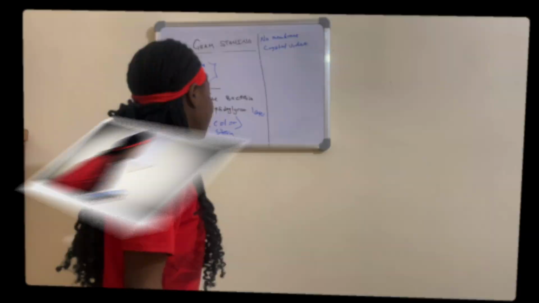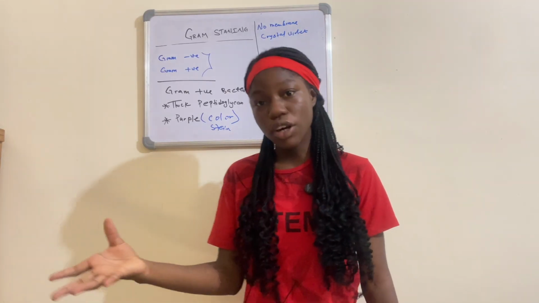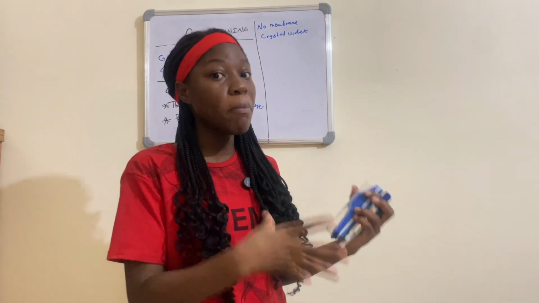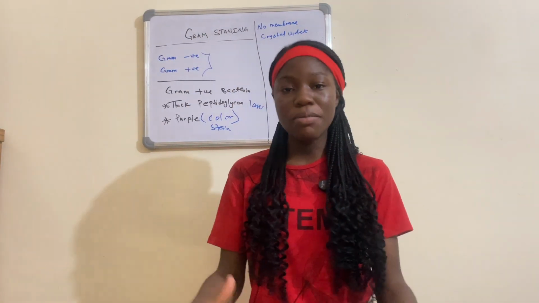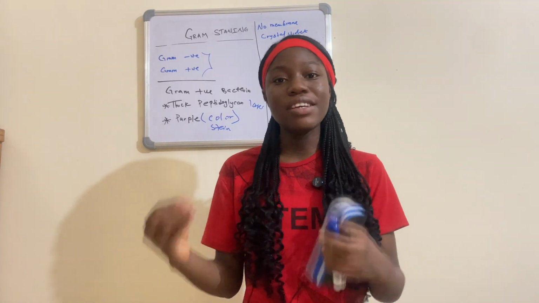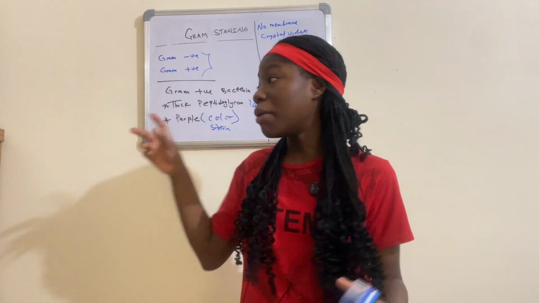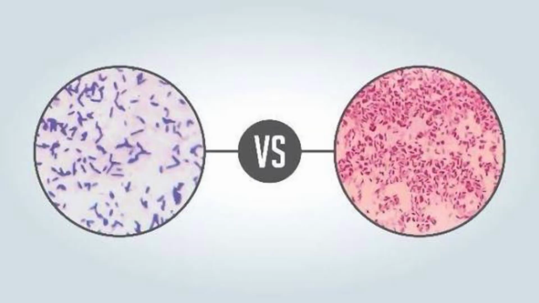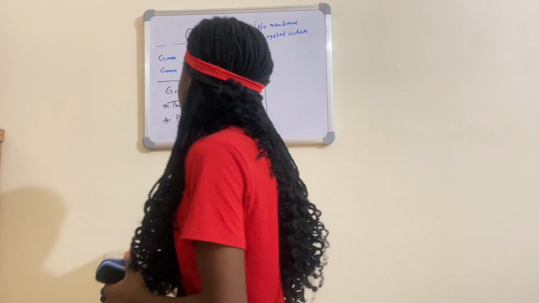So let's do a recap before we go to gram negative. Gram-positive bacteria have a thick peptidoglycan layer, and they do not have an outer membrane. And also, when you stain them with the gram stain, they retain the crystal violet color, which is purple. So under the microscope, they are seen as purple in color because they retain the stain. This is the unique feature.